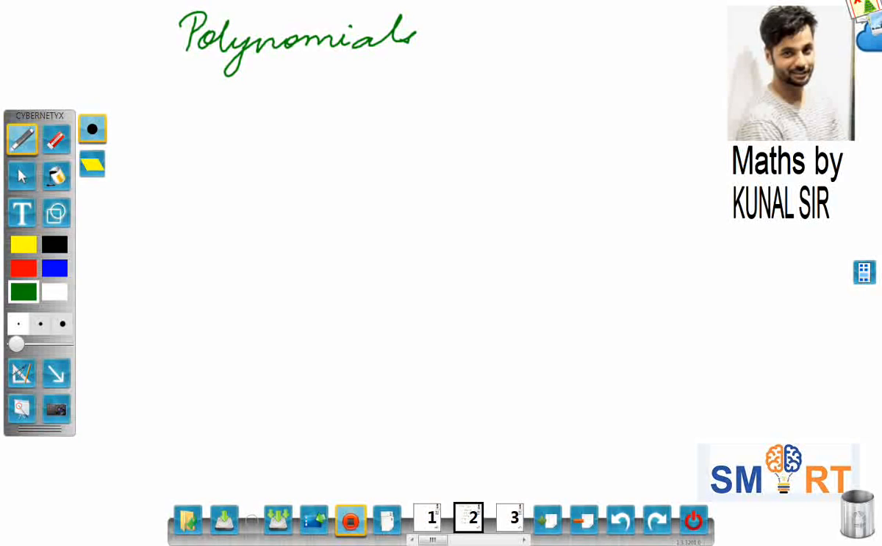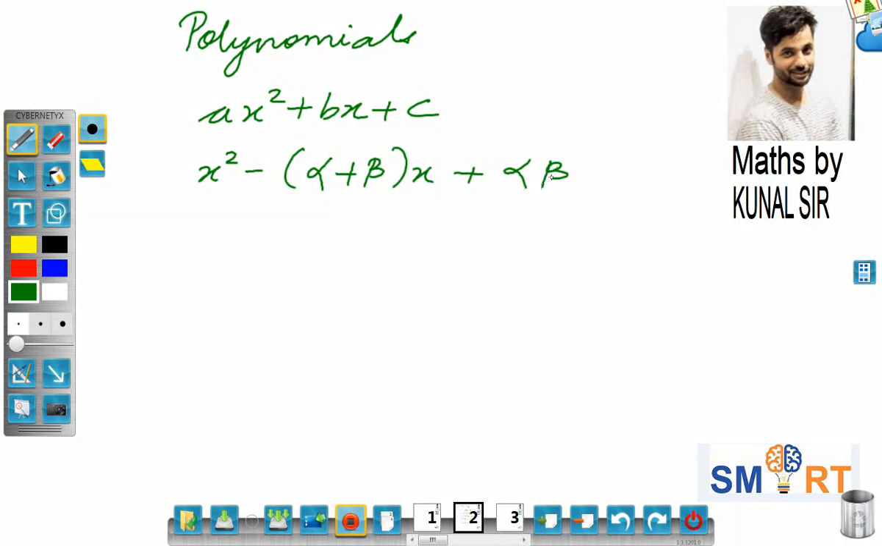In the previous class, we studied that the general form of a quadratic polynomial is ax square plus bx plus c. Okay, and in terms of roots, we write it as x square minus (alpha plus beta)x plus alpha beta. Now let us establish a relationship between the roots and the coefficients. Which are the coefficients? A, B, C. And which are the roots? Obviously alpha and beta. So if we divide the first equation by A, we get the coefficient of x square as 1 in both the cases.